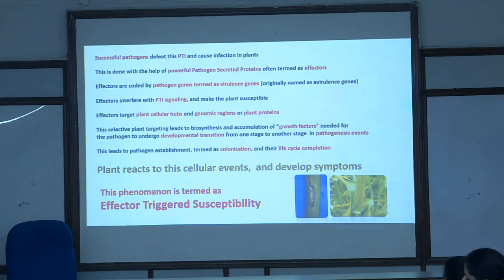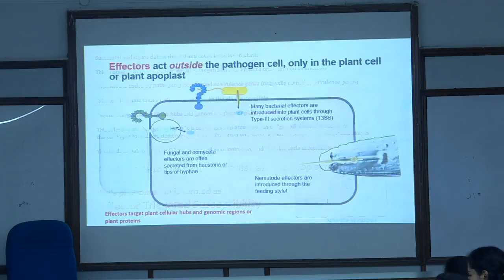A wilt pathogen causes wilt, right? Foliar pathogens, leaf spot pathogens, they cause leaf spots. Some cause blight, right? It varies from pathogen to pathogen and system to system, right? So one important point here is effectors are always expressed when the pathogen is already there in the host system, right? So rarely are the effectors expressed on the pathogen side, right?